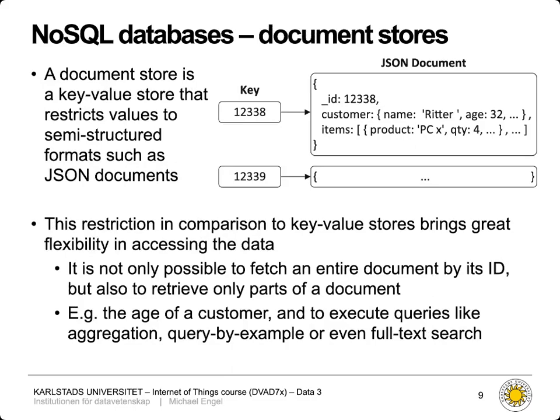Now, sometimes we want to store more complex data. So another sort of NoSQL database is what we call document stores. So a document store in general is also a key value store, but with very special values. So the values we store can be large, and they're restricted usually to semi-structured formats. One example for this, which might be very useful for IoT use cases, are JSON documents. We've seen JSON before in our discussion about data formats on the IoT. So we might have some keys here and accordingly assigned to this key is a complete JSON document.